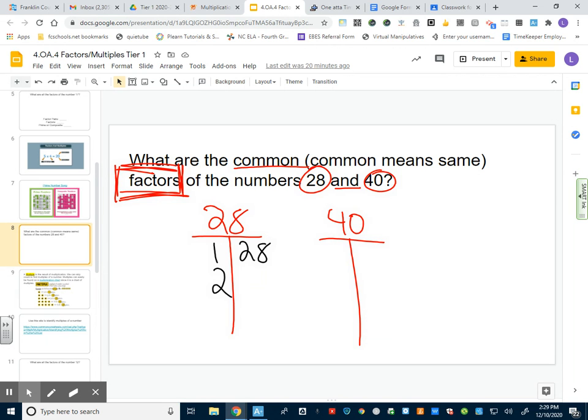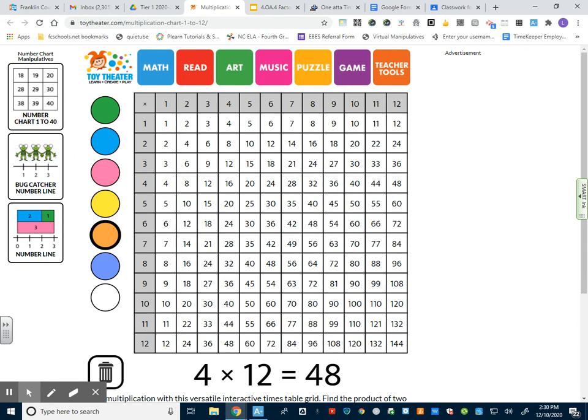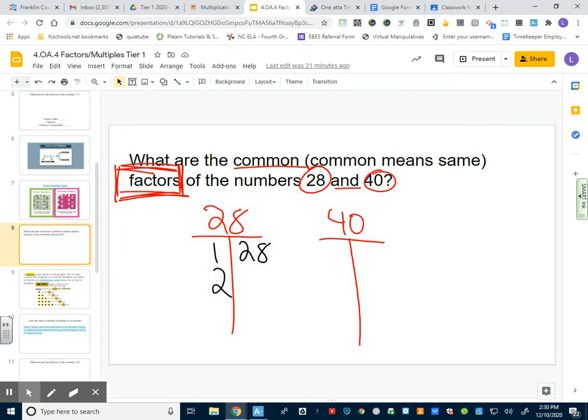Well, I know 28 is an even number, so something times 2 is 28. If I look on my chart, it goes all the way up to 24. Ooh, I'm really close. So if I go up again, 26, and again, 28. So if 2 times 12 is 24, then 2 times 13 would be 26, and 2 times 14 would be 28. So I know if I continue my chart, 2 times 14 is 28.